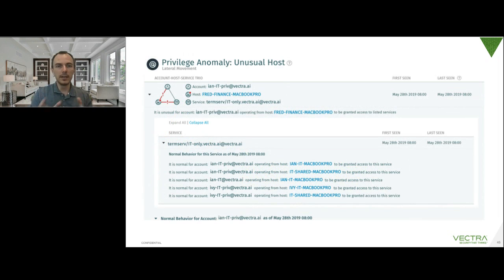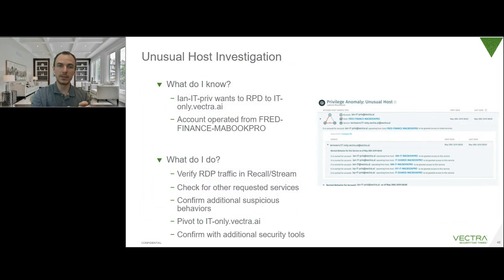And you would see this in the system as a detection, where we would lay out the account, the host, and the service, just like I talked about. We show what is normal if there's learned normal activity. Now, to go back to a few slides ago where I was talking about the actual service and how we break that down, we have that term service request to IT-only. Those are the two key components, and I'll explain why that's important in the next slide.